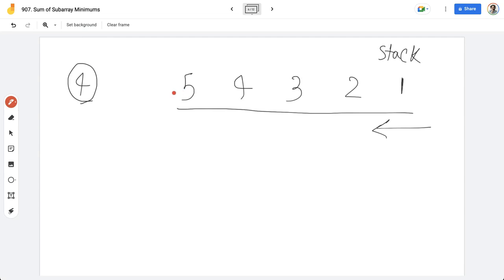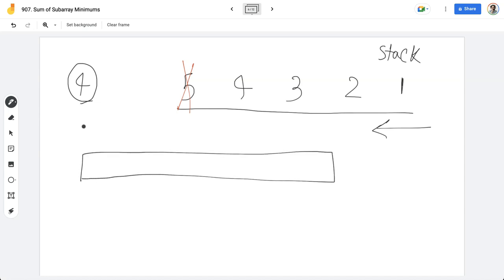So is 5 smaller than or equal to 4? No. Get rid of it. Is 4 smaller than or equal to 4? Yes. So stay there. And what happens is that if you look at the indexes, let's say this 4 is at index 10, and this other 4 is at index 15.